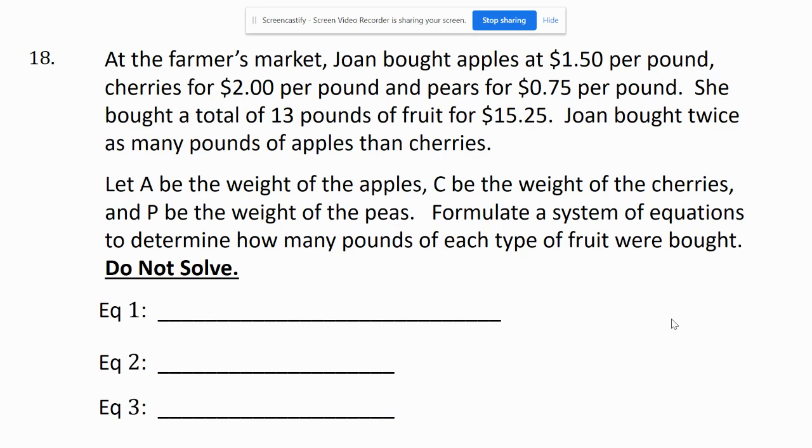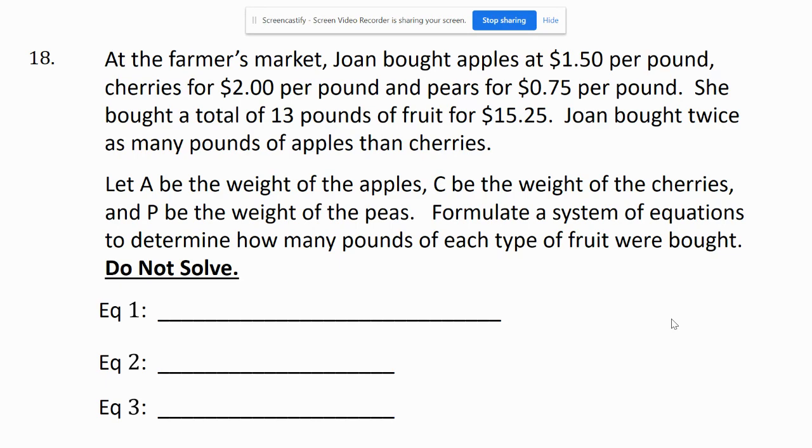And so let A be the weight of the apples, C be the weight of the cherries, and P be the weight of the pears. I guess it should be pears there. I'm not sure which it is, but it doesn't really matter. Formulate system equations to determine how many pounds of each type of fruit were bought.